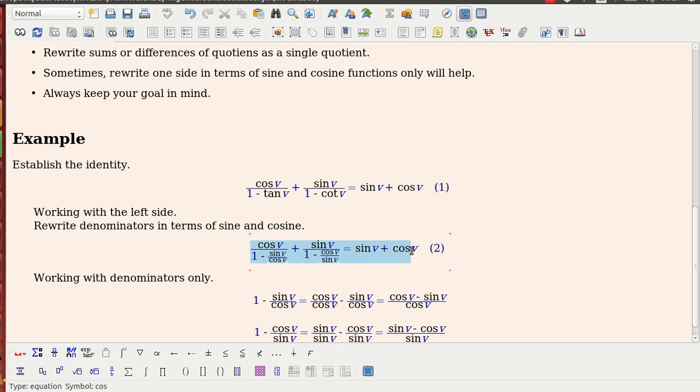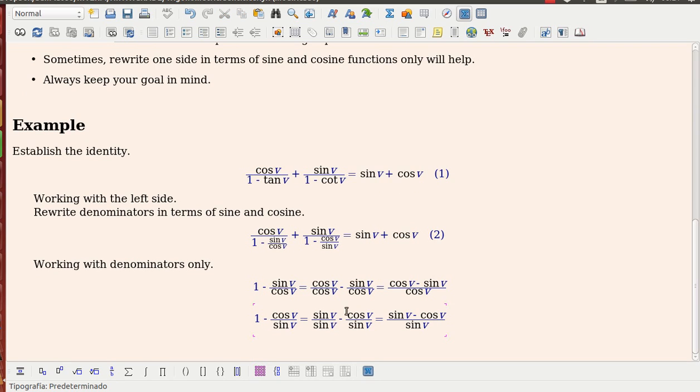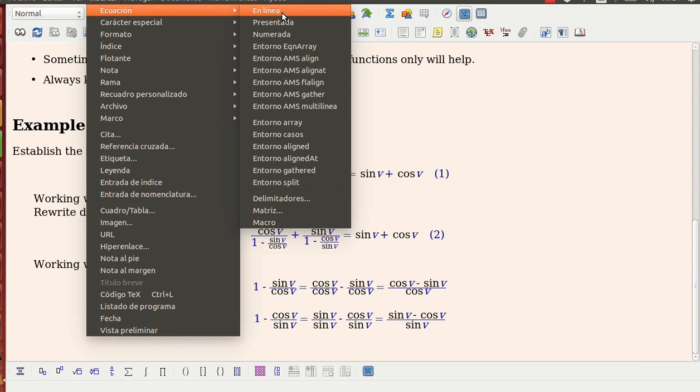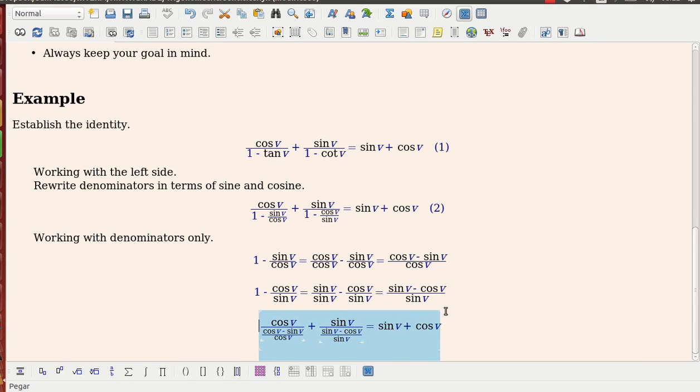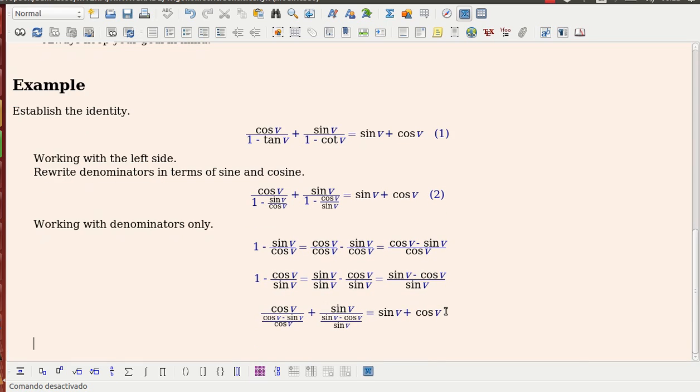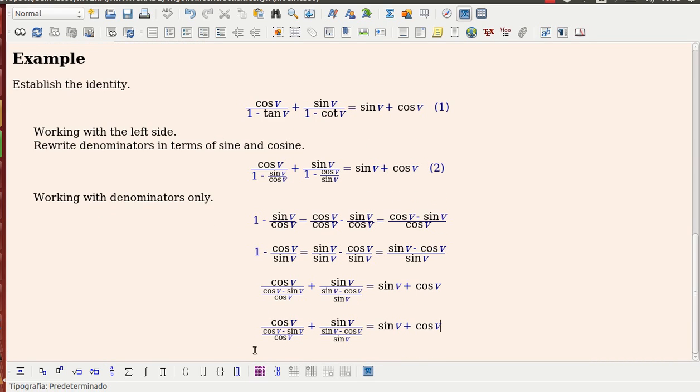Now we're going back to the equation. We're going to substitute 1 minus sine of b over cosine of b as cosine of b minus sine of b divided by cosine of b, and 1 minus cosine of b divided by sine of b as sine of b minus cosine of b over sine of b. Now we have to simplify the fraction.